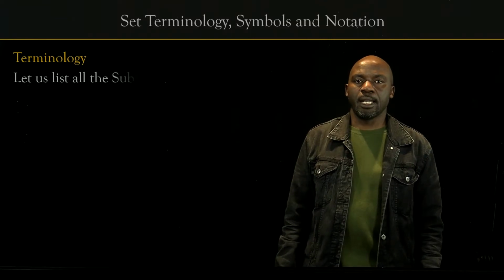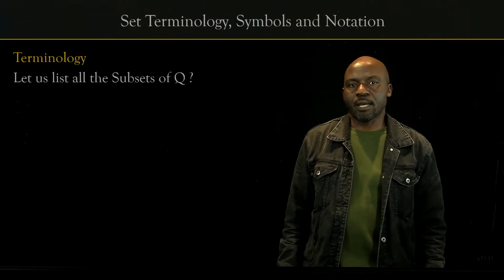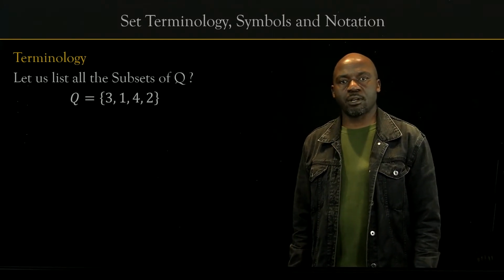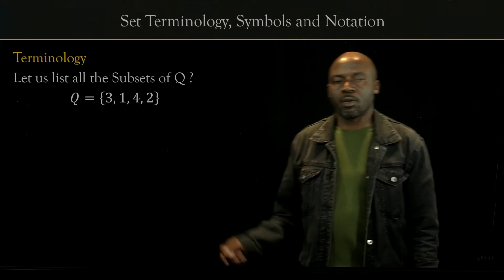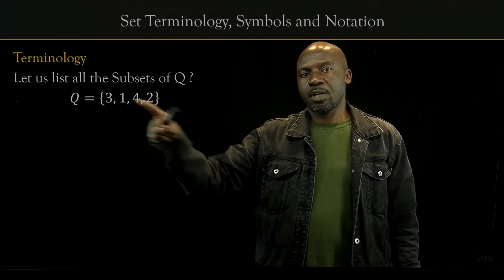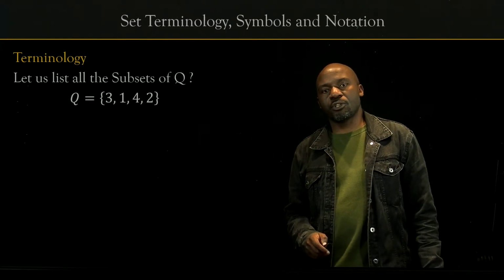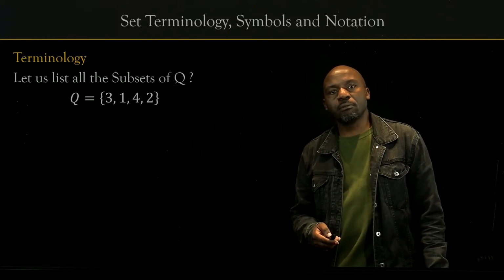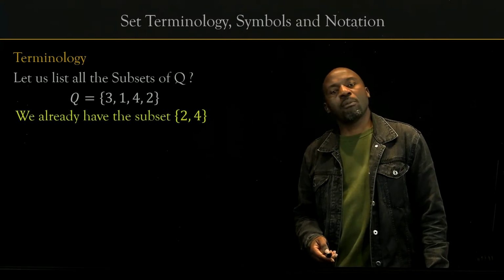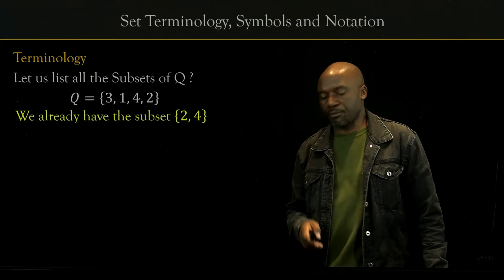All right, let's move on. We are coming to the close of this. Let's list all the subsets of Q here now. Which are the possible subsets of set Q here? If we can create a small set out of this, which small sets could we create? All right, here we go. We already said that 2 and 4 are a subset of Q. Set P contained 2 and 4, which was already a subset of Q. But which are the other possible subsets? Which other smaller sets could we draw out of the set Q?